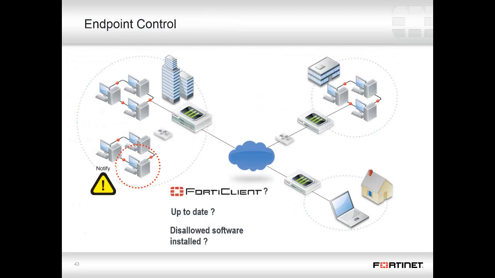Another feature that can be enabled through the firewall policy is called endpoint control. The FortiGate unit will communicate with the FortiClient software installed on the PC in order to make sure that specific software is installed. This way, you can enforce that a particular AV software or other software is set up on a user's PC before allowing them access.